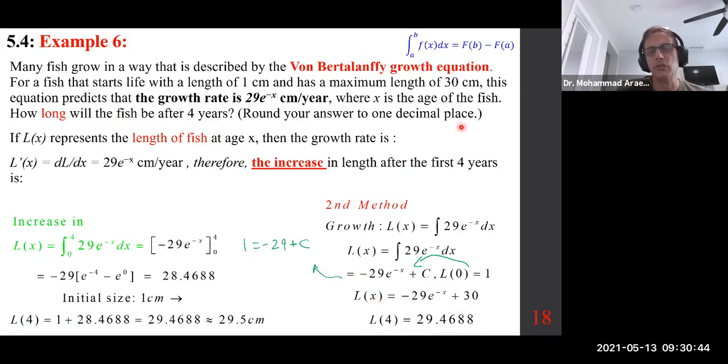And then you have to pay attention to the number of decimals. What is the advantage of this? If the question had several parts, so what is the length of the fish after 4 years, 5 years, 10 years, 12 years? You don't have to redo this. Just in this equation, replace the x with the number. And that makes it, I think, faster and easier.